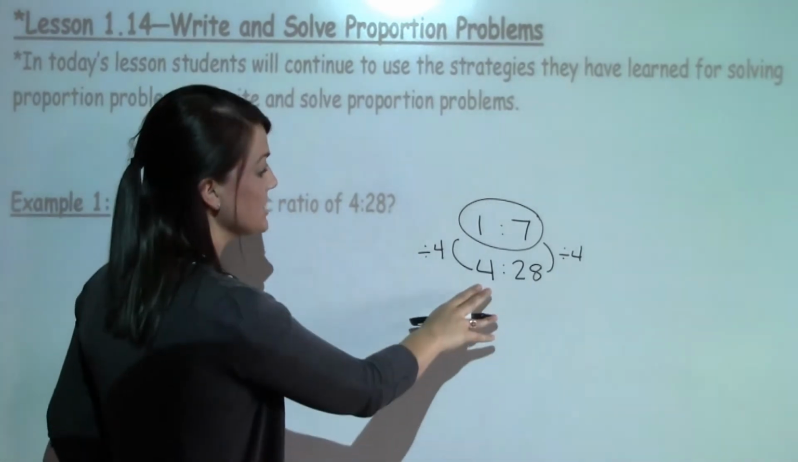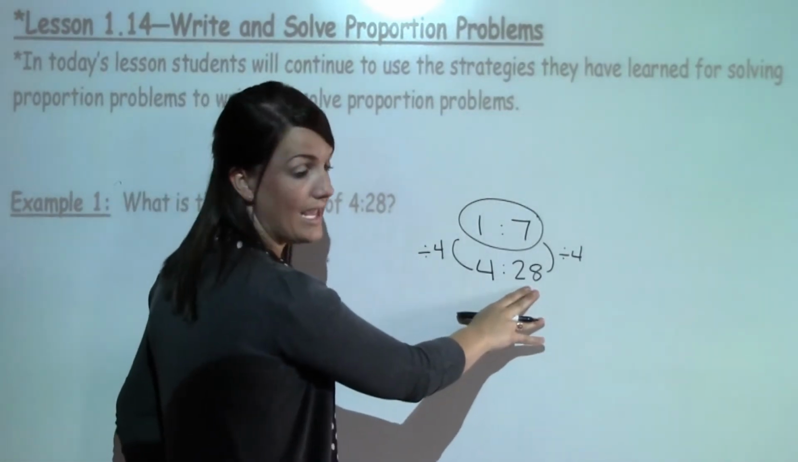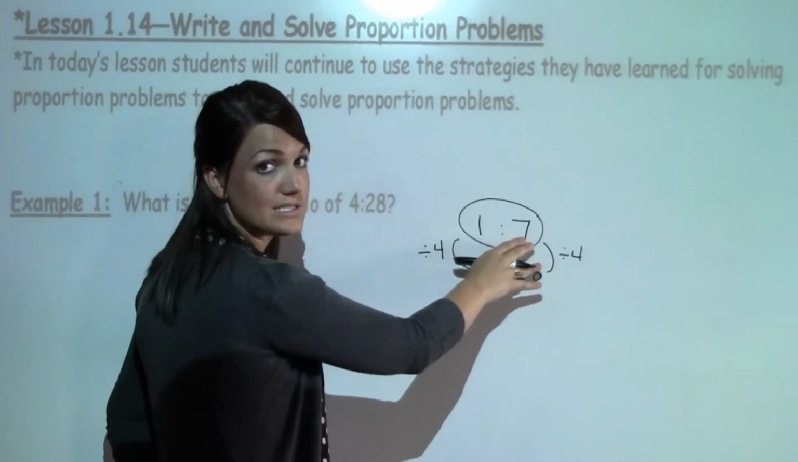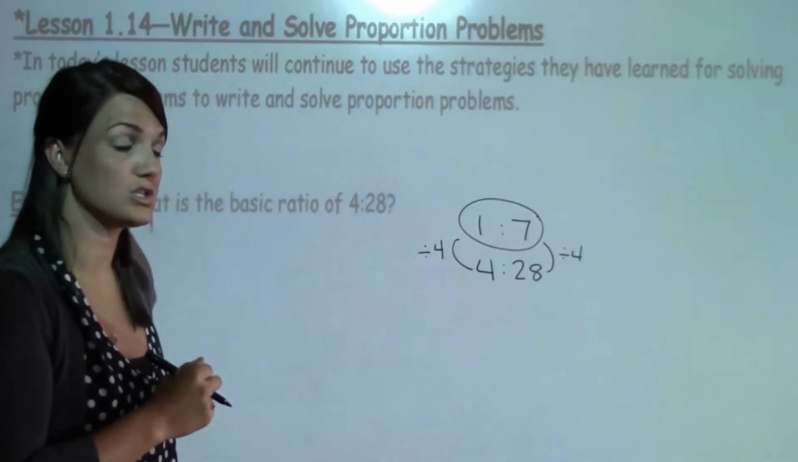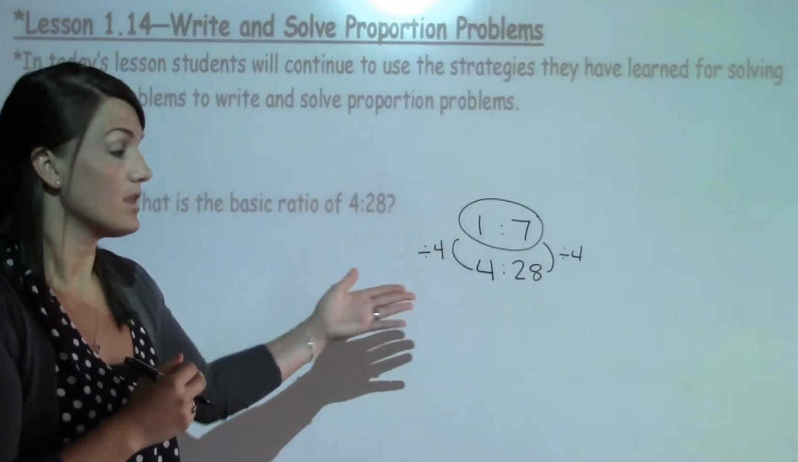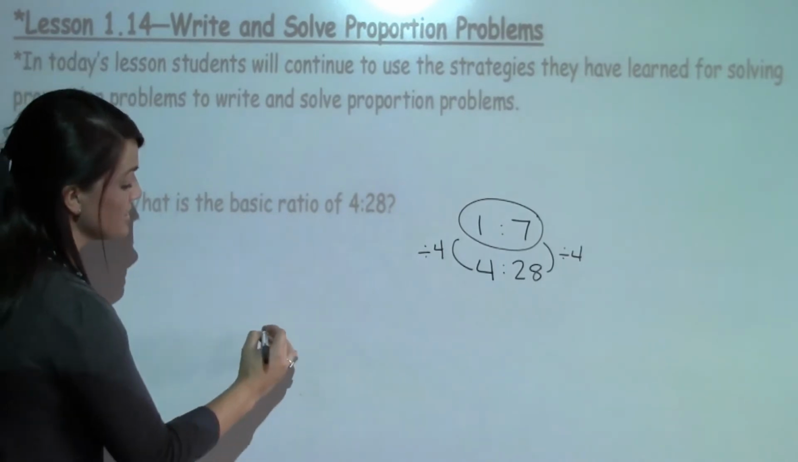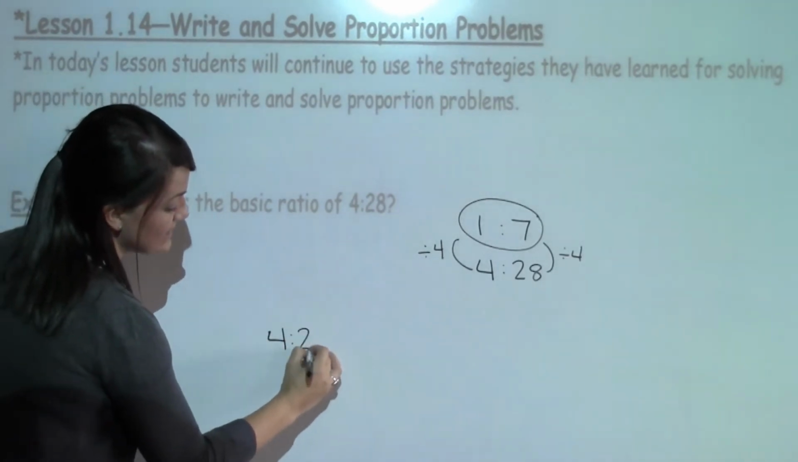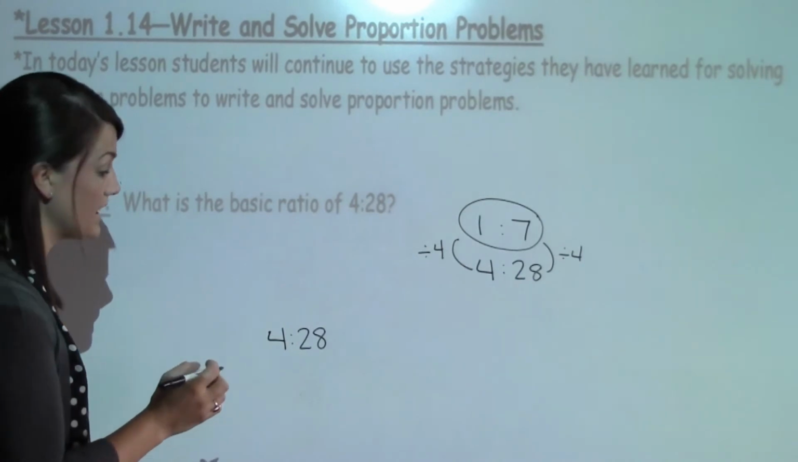We use this strategy to show students that 4 to 28 is equal to 1 to 7. And sometimes it might be easier to use a basic ratio than the larger numbers. I'm also going to show the same problem by pulling out a different number, or dividing by a different number.